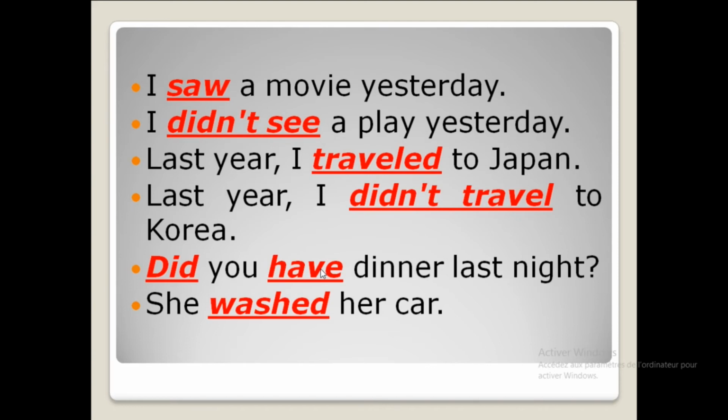Examples. I saw a movie yesterday. Here, the verb is see. It's an irregular verb. I didn't see a play yesterday. You see? Next one, the second one was in negative sentence. So we only conjugate the verb do, the auxiliary, and see stays in the infinitive form.